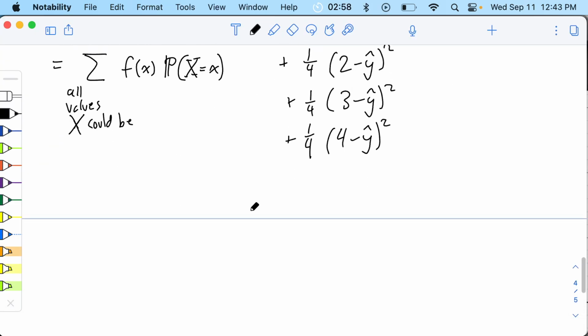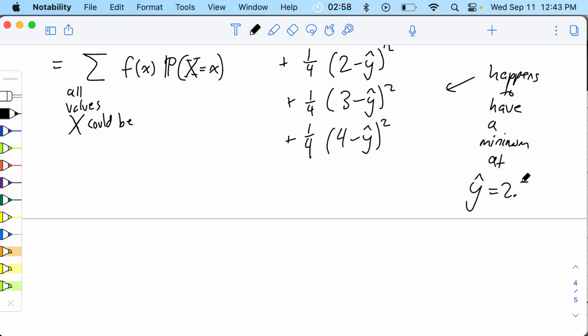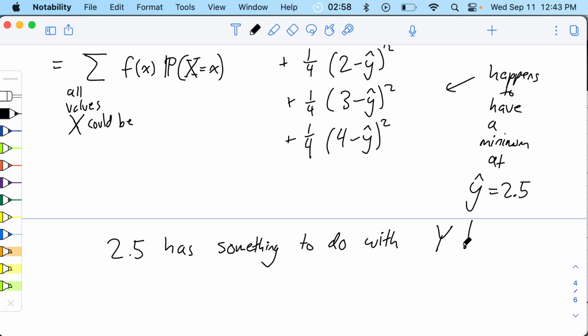Let's write down the 4-sided dice. It happens to have a minimum at y hat equals 2.5. And now I claim 2.5 has something to do with y.